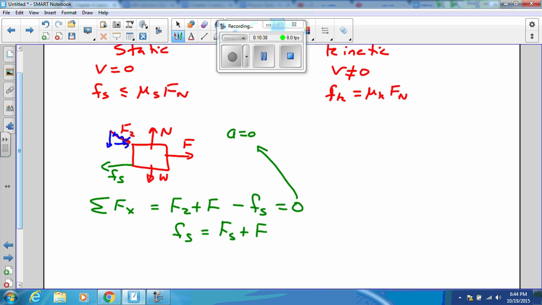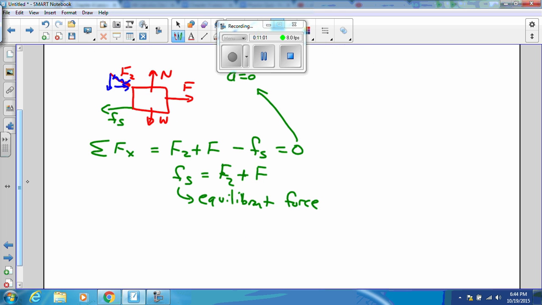So that when I solve, what I see is that Fs is equal to, excuse me, I should have F2. Okay. What I see is that Fs is equal to the sum of all of the other forces. In other words, it is an equilibrium force that cancels out all of the other forces in its direction.